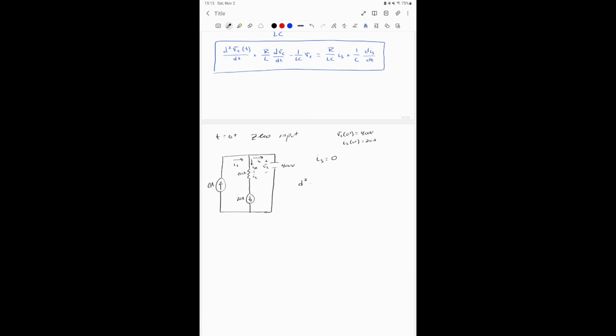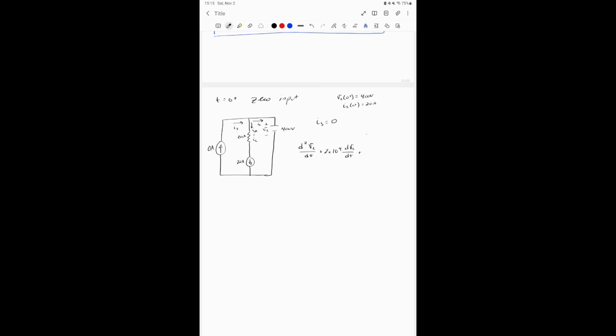d squared VC over dt plus 2 times 10 to the 4th dVC over dt plus, what was our VC? Negative 1 over LC. It's actually going to be negative 10 to the 8th VC is equal to 0.